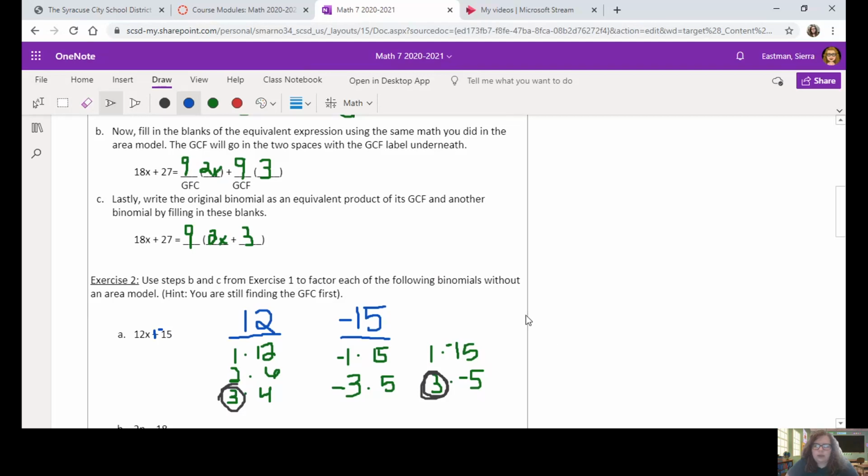So I'm going to have my GCF, which is 3, and we need to figure out what times 3 will get us to that 12x. If we look back here, we used a 4, and we can't forget our x. Okay, this is our 12x from the original. And then we still have that plus a negative 15. So now we have to break up that 15 using our GCF again. And the other factor that we found, negative 5.